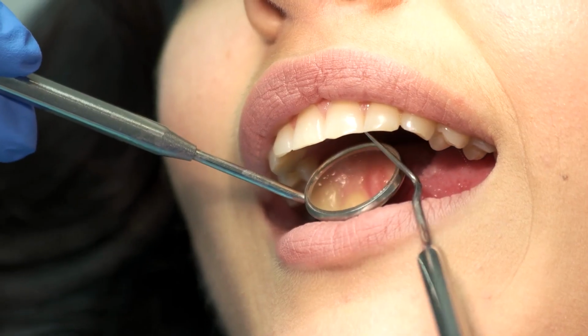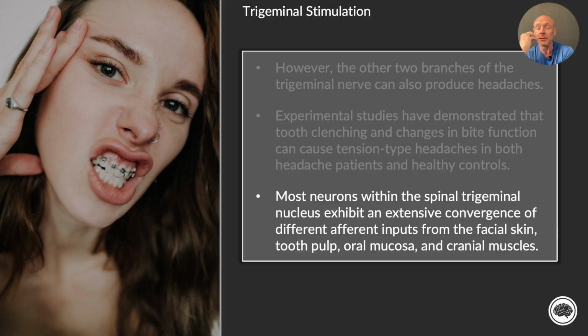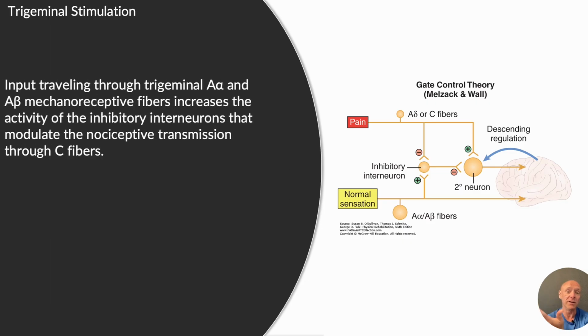Those come from the facial skin. They come from the tooth pulp. You know, if you think about stuff that your dentist has told you about your teeth, the oral mucosa, so throughout the oral cavity, and muscles of the cranium. There's even more stuff that feeds in there as well. But basically what we're seeing is that this is like a repository spot for information from a ton of different tissues, which makes it a prime target for us in terms of how can we change its functioning if we're trying to help people manage migraines.